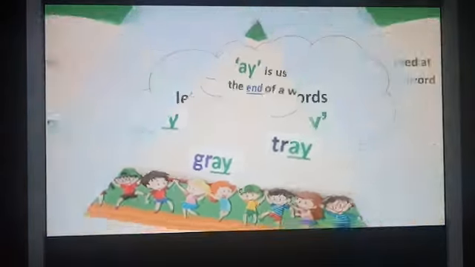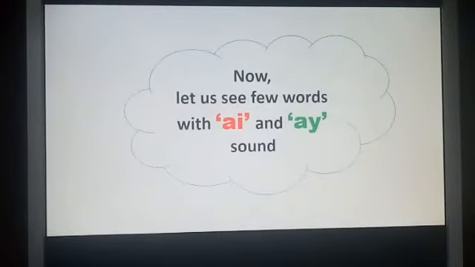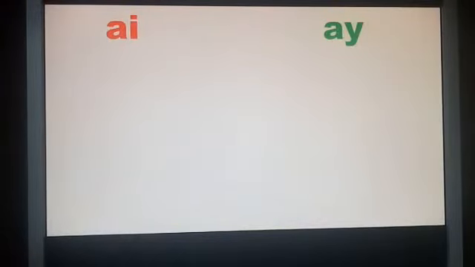So now it's time to check the spellings. Now let us see a few words with AI and AY sounds. Now it is your turn. Take a notebook and write words with AI and AY. I'll be dictating the words and you write and check. Now the first word is snail. Snail. Yes, the A sound is heard in the middle of a word.